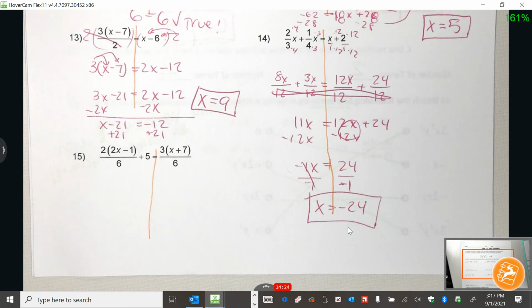If I'm going a little fast, YouTube will allow you to slow down, or you can pause. Okay.